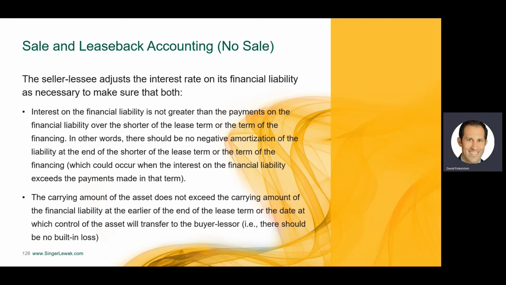The seller lessee, again, under no sale, would adjust the interest rate on its financial liability as necessary to make sure that both, one, the interest on the financial liability is not greater than the payments made on the financial liability, or the shorter the lease term, or the term of the financing. In other words, there should be no negative amortization of the liability at the end of the shorter lease term or the term of the financing.